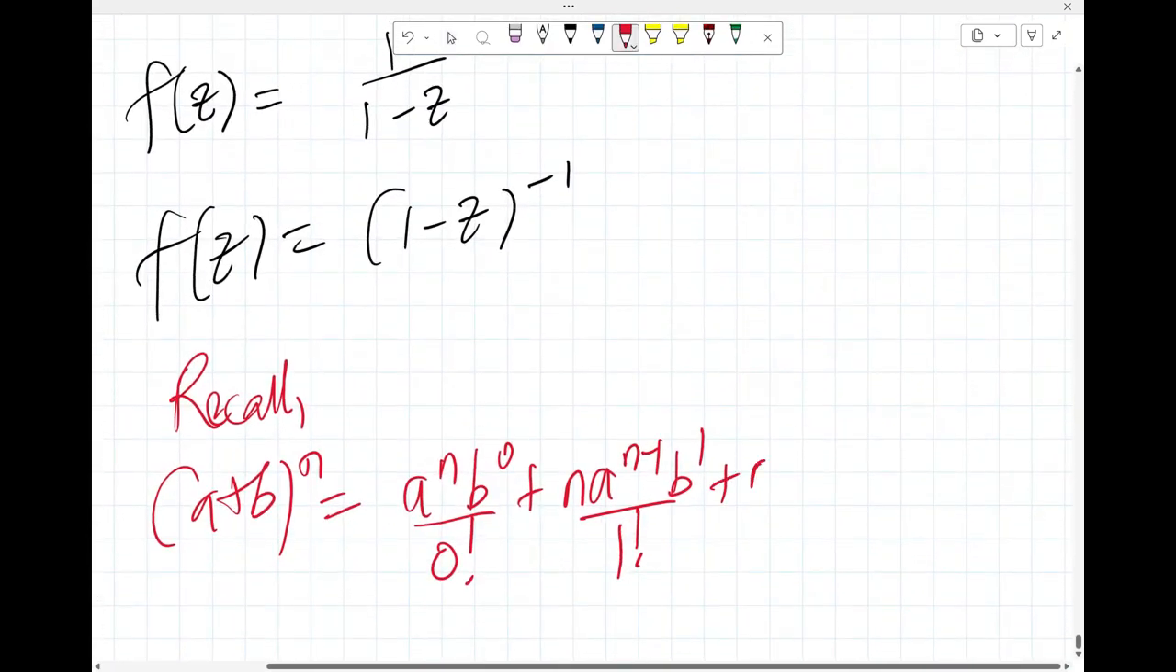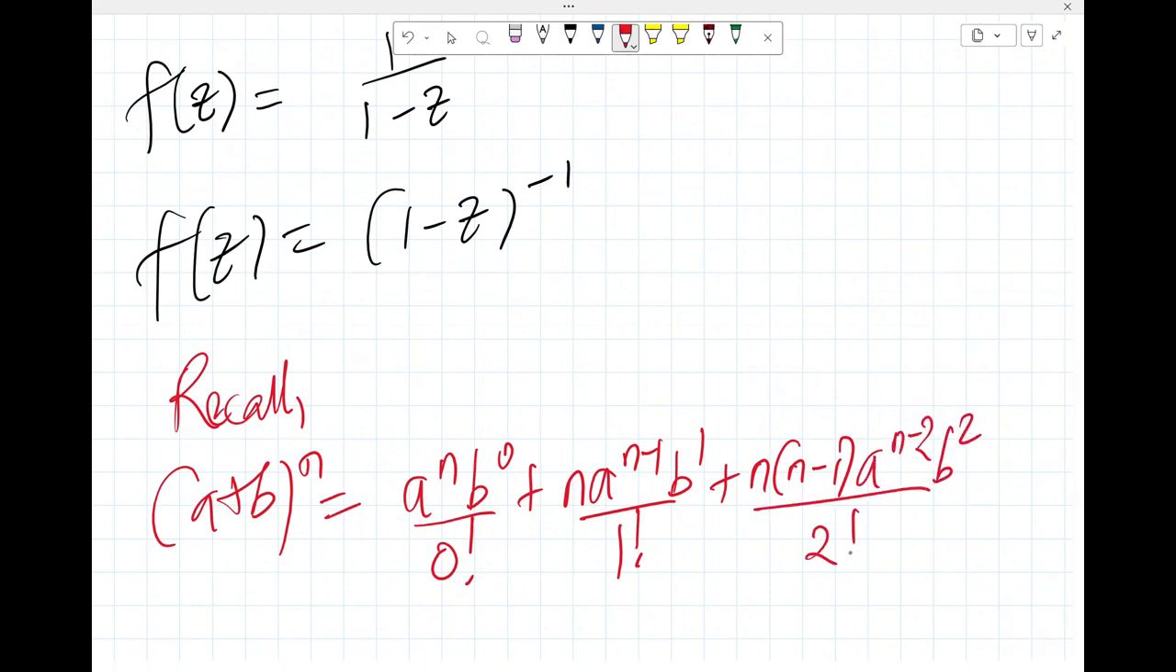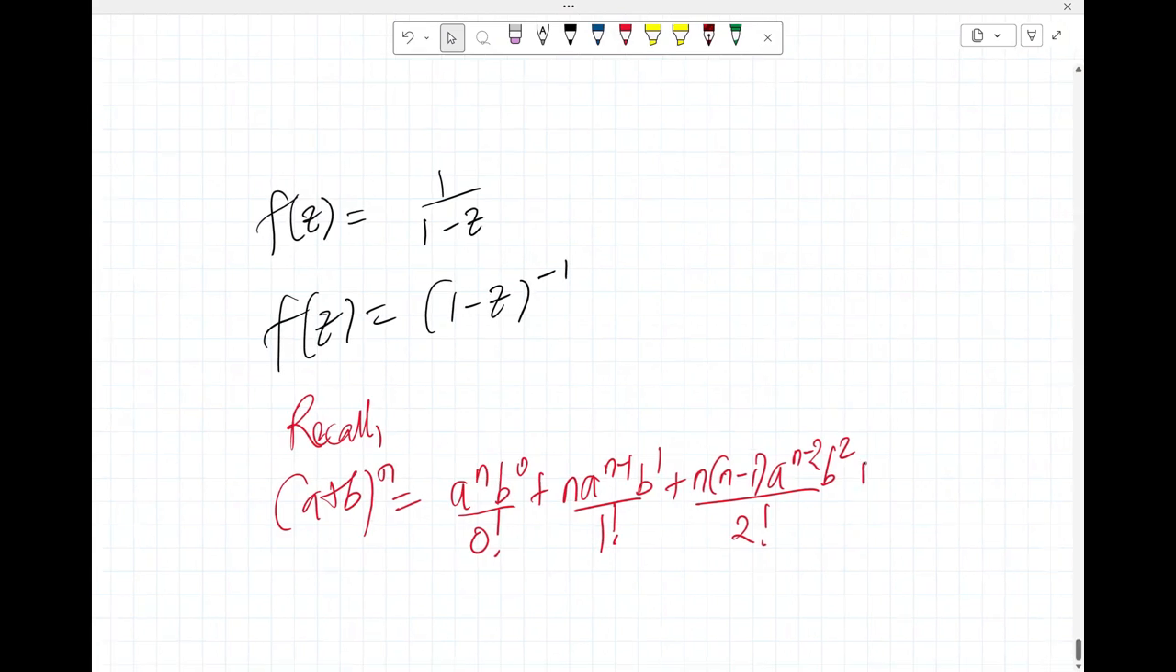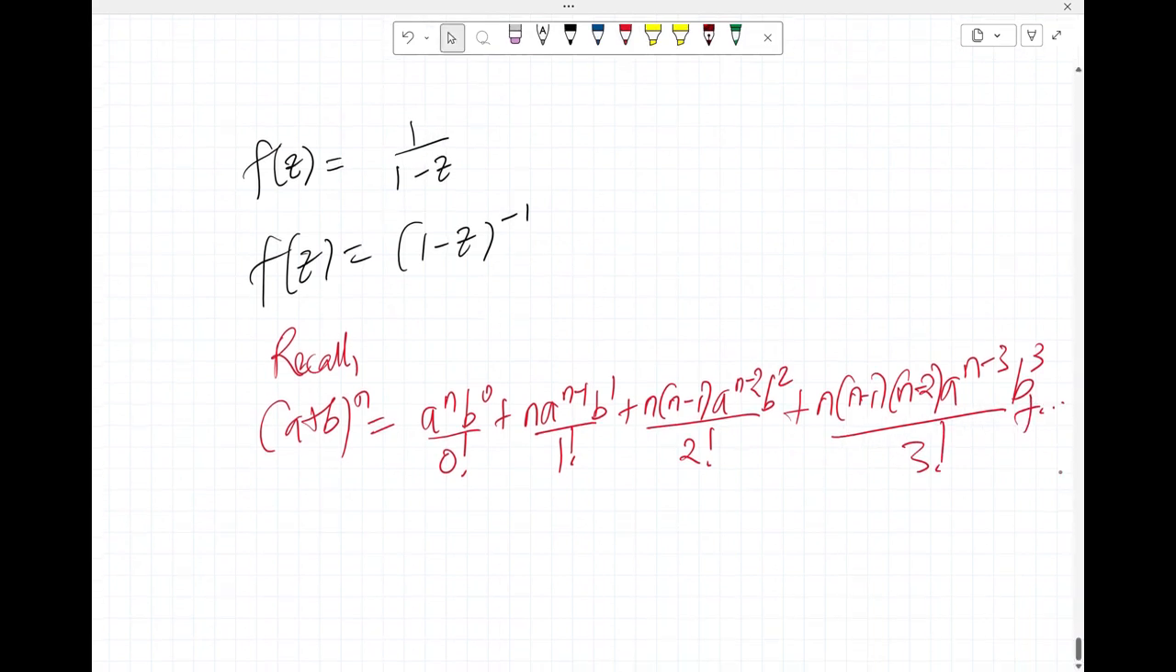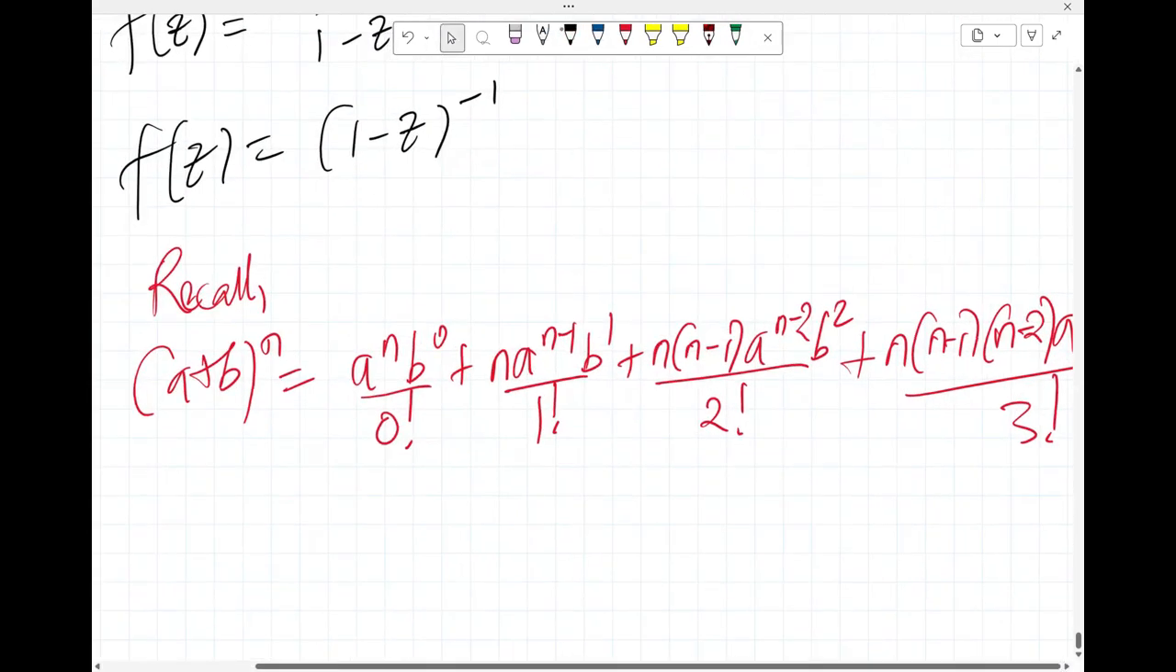Next, you have n into n minus 1 into a raised to power n minus 2, b raised to power 2 over 2 factorial, and the next term there will be n into n minus 1 into n minus 2, all right? A raised to power n minus 3, b raised to power 3 over 3 factorial, and that goes on like that, okay? So if we do the same for the expression there, right?